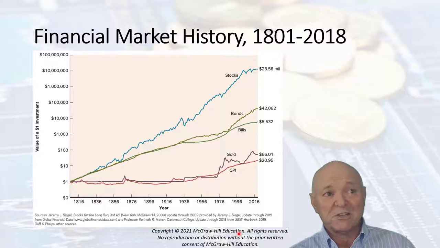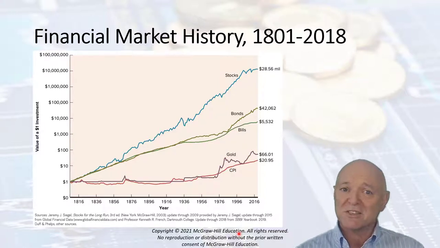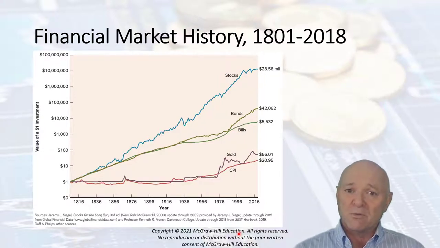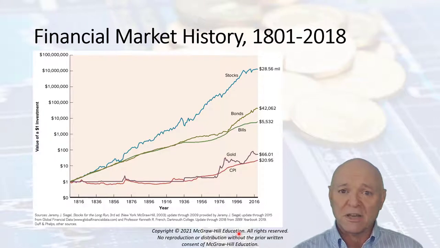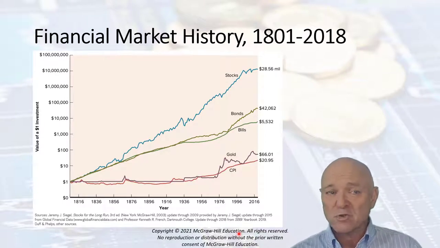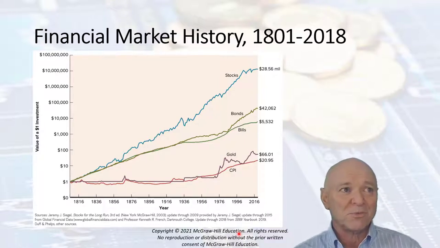If you put your money into bonds, you'll see that the line is a little bit smoother with bonds because there's less volatility and uncertainty. So your dollar would still be worth a lot. It would be worth $42,000, but not quite as much as for equities. Short-term government-backed or government-guaranteed instruments like Treasury Bills would produce a $5,000 rate of return.